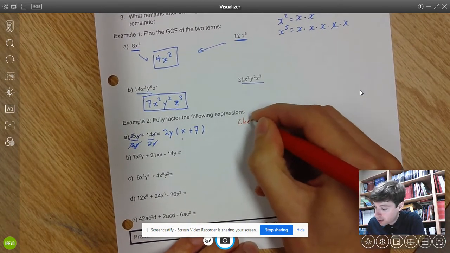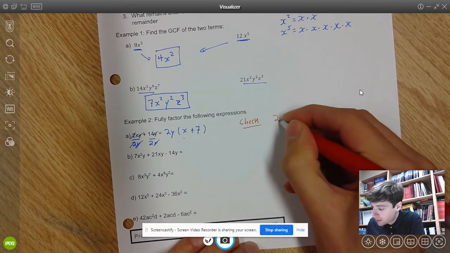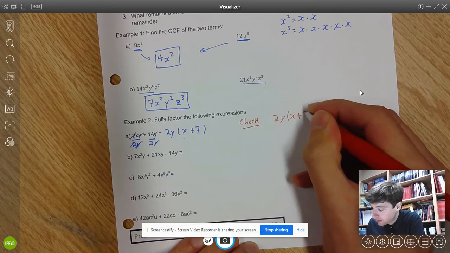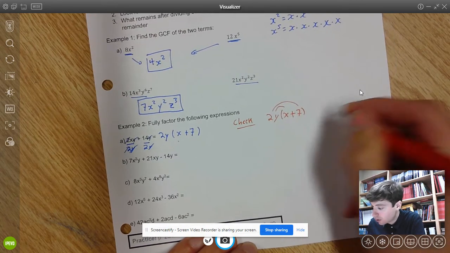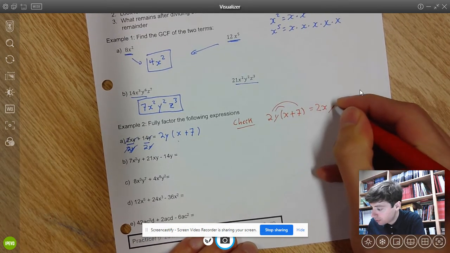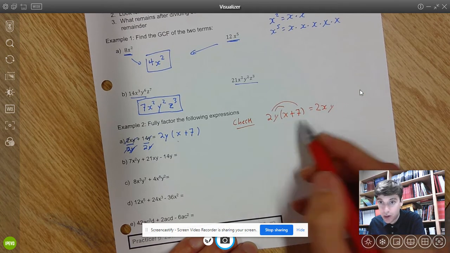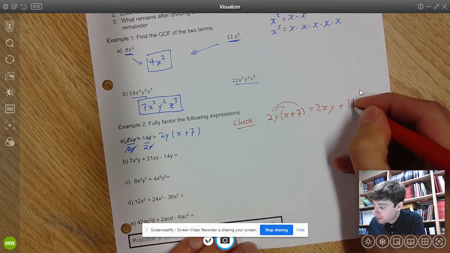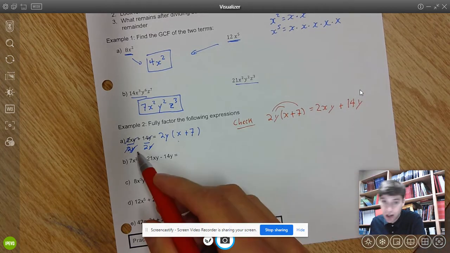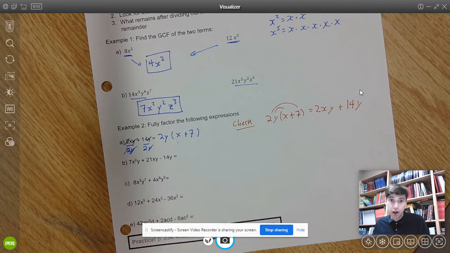What's nice about common factoring is I can always check my answer just by distributing. So I'll do that in red here. I can do the opposite: 2y times x plus 7. And maybe we're more used to this, so that's going to give me 2xy. When I multiply 2y by 7, I get a plus 14y. And I'm back to where I started. So again, factoring is the opposite of expanding and simplifying.